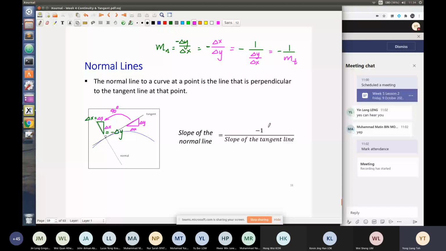Put it in another way, if I write this in another way, we can have mn, which is the gradient of the normal, multiplied by the gradient of the tangent, giving us minus 1. So this is another so-called equation that you can use to find the gradient of one given the other.